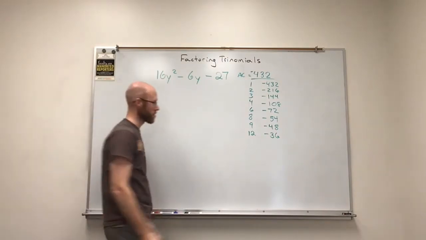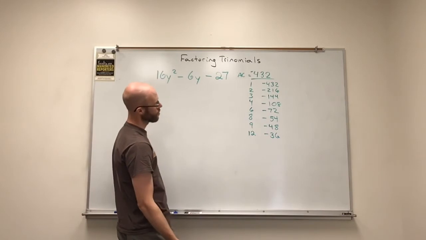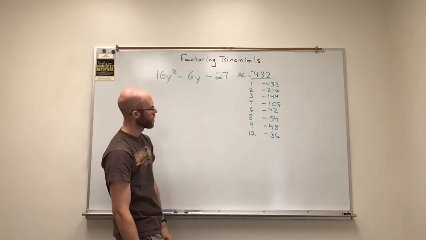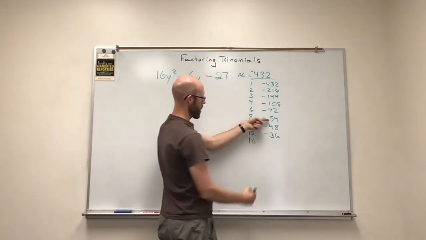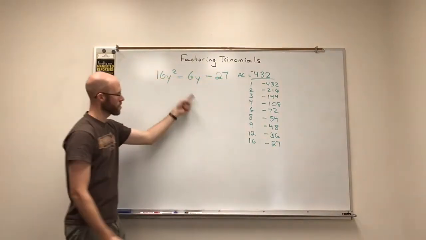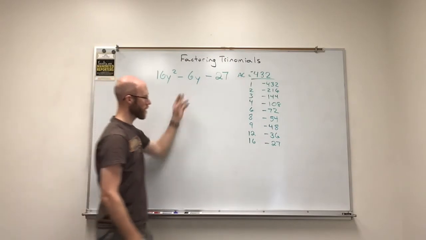This is a huge list. Oh my goodness. 12, let's see. 13 won't work. 14 won't work. 15 will not work. 16 will work. 16, if I cut that in half, is 27. Minus 27. I'm getting closer, because that difference is 11 now. But I'm not quite there.